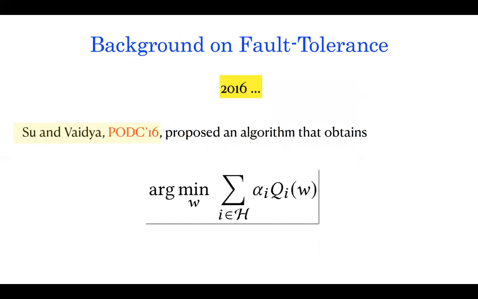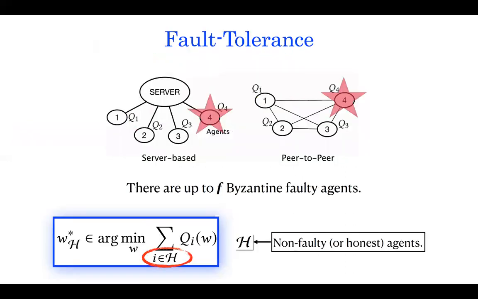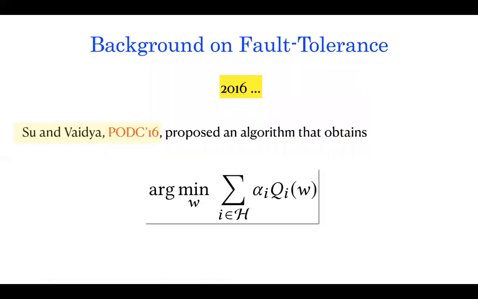This problem of fault tolerance was introduced by Lili and Nitin in their PODC 2016 paper, where they proposed an algorithm that would minimize the weighted aggregate of the honest cost functions. In our original fault tolerance requirement, we want to minimize the uniformly weighted aggregate of the cost of the non-faulty cost functions. They propose a solution where you can minimize the weighted aggregate of all the cost functions.